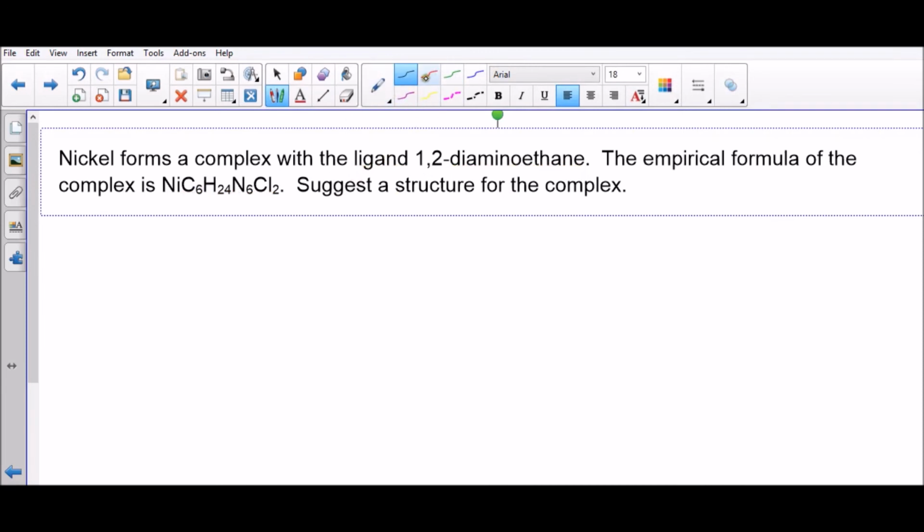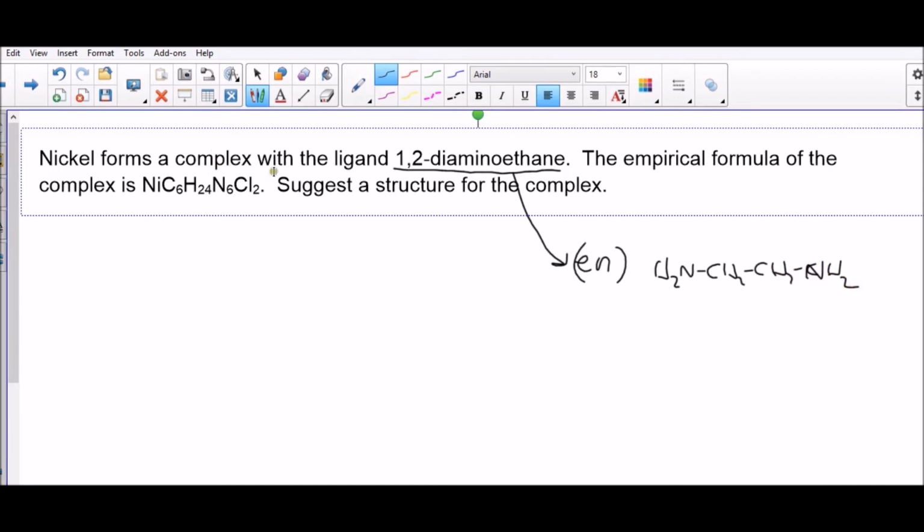Right, so first thing I'm going to look at in this is, I know nickel's my central metal ion, and then I'm going to come over to the compound which is here, 1,2-diaminoethane. It's one of the ones that you should know, and it looks like this. So remember, this one's on the specification, so you should know this compound. And because I've been given an empirical formula over here, I'm going to write out the molecular formula of this ligand so that I can compare it with that empirical formula.